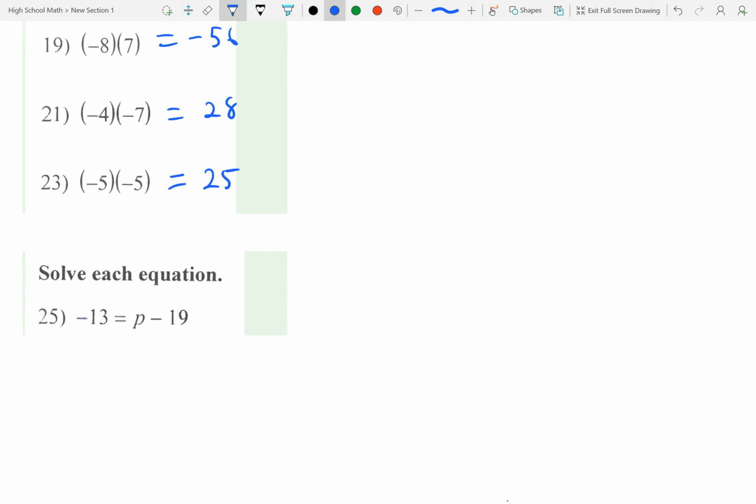Solve each equation. What we're looking for is the solution. A solution is a value that makes a statement true. This is a primary fundamental definition in algebra. A value that makes the statement true.